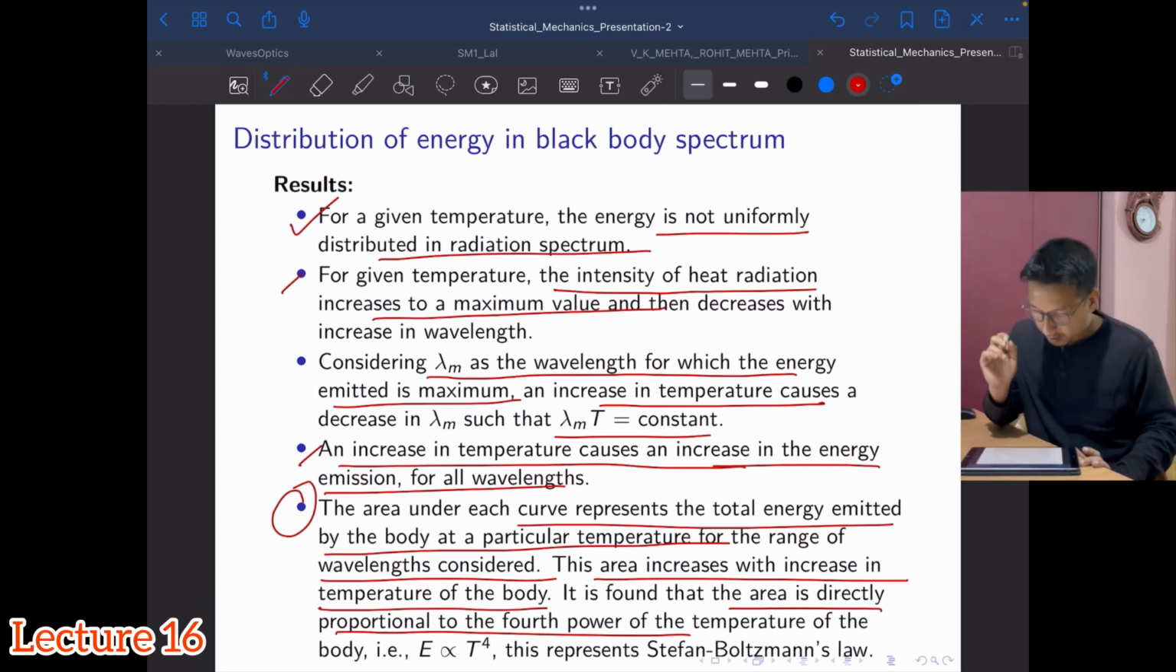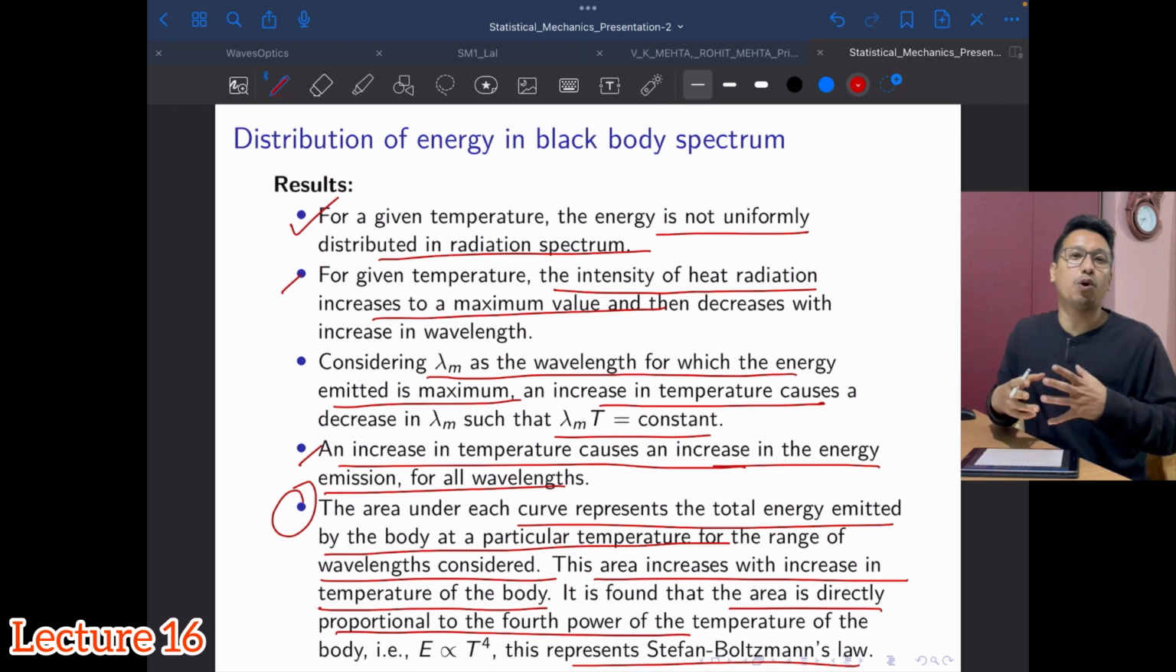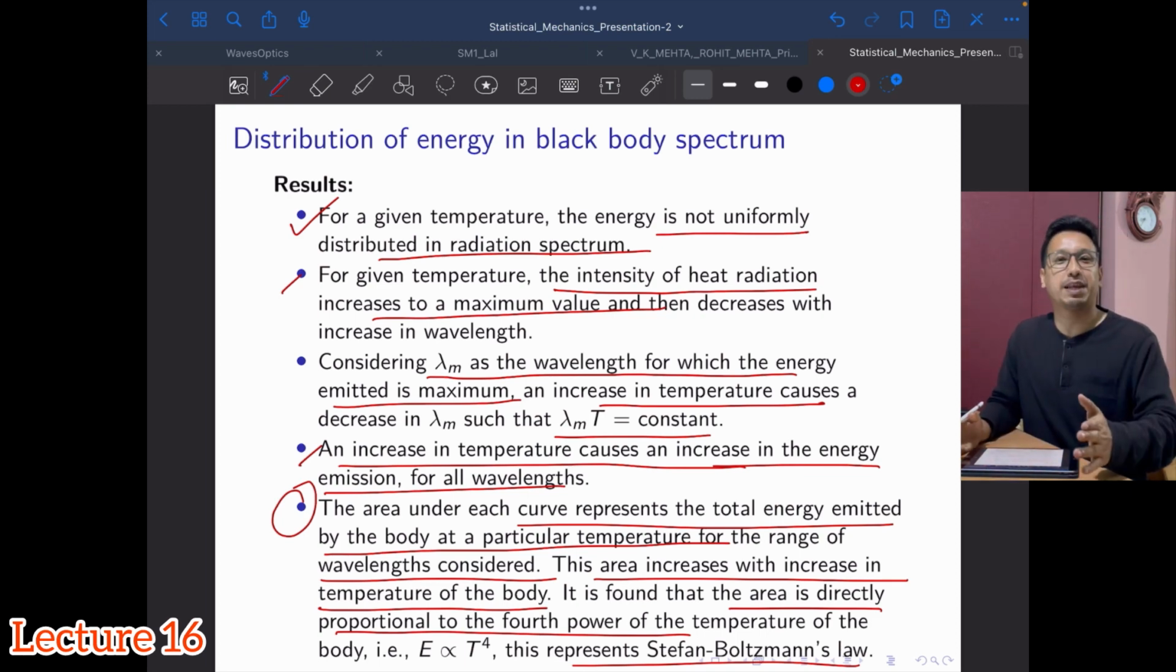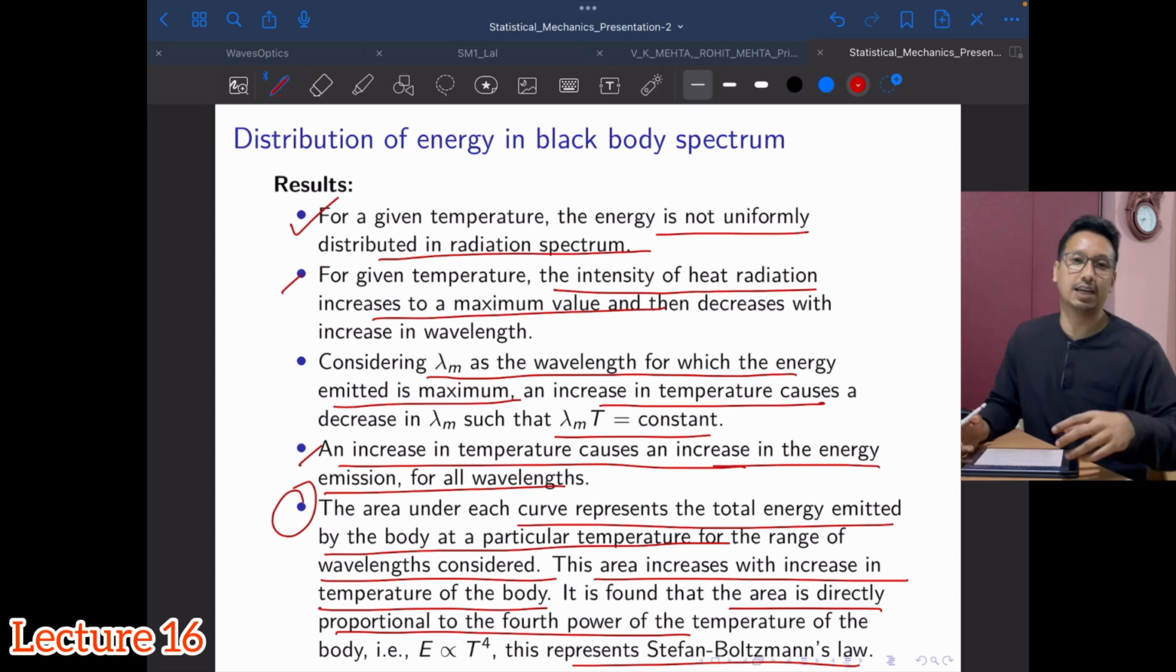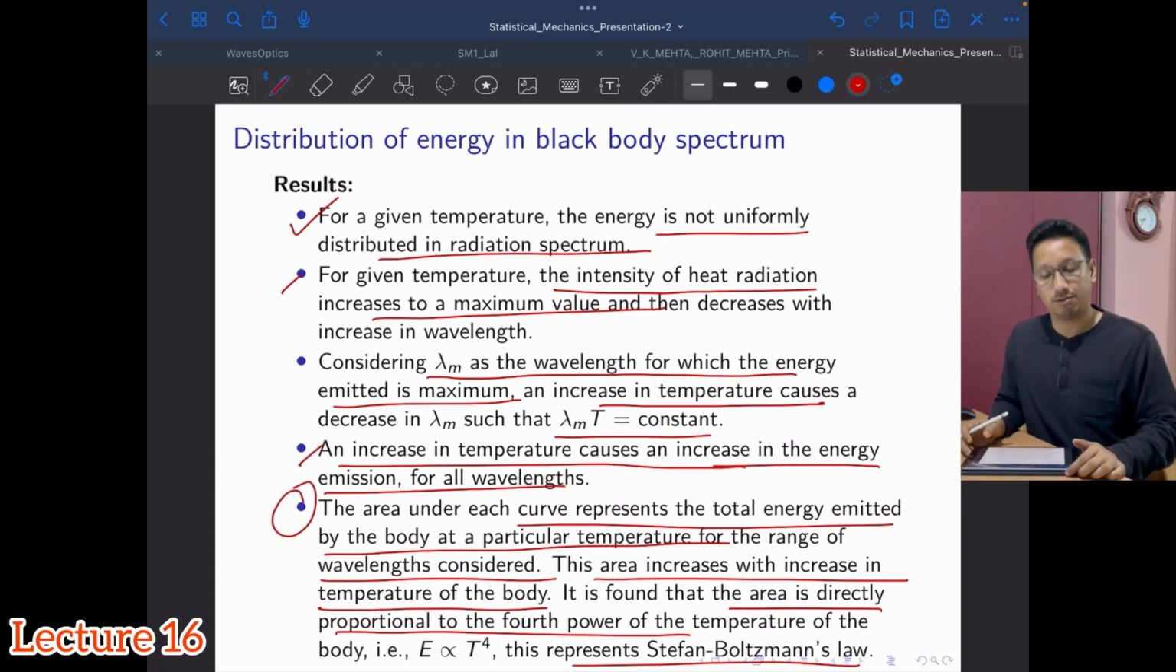So this plot in fact verifies experimentally Stefan's law, that the energy radiated per second per unit area of the black body is indeed proportional to T to the power 4. Okay, so we shall stop here for this video. Then we'll start discussing another fascinating feature of this black body radiation in the next lecture.